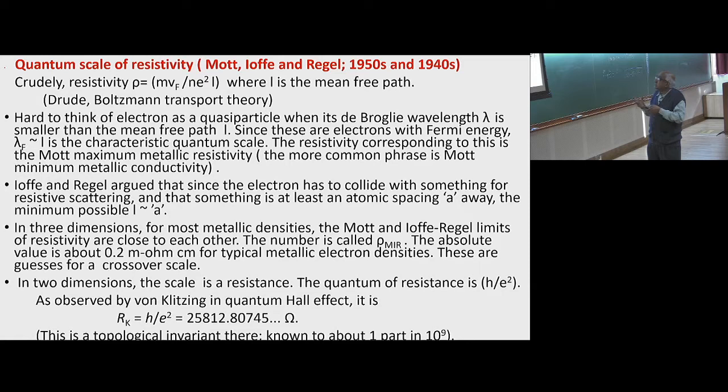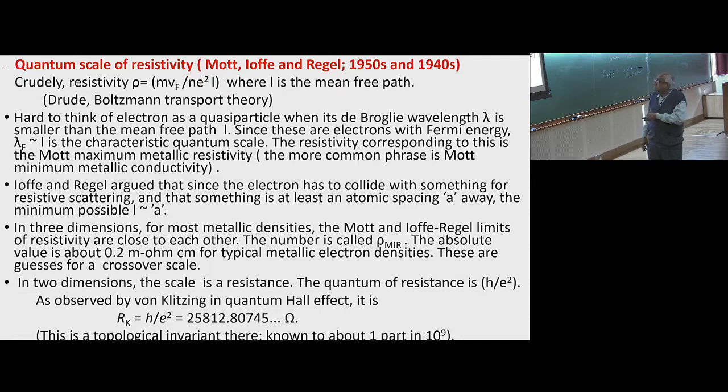That connection gives you a characteristic quantum scale, which was first noticed by Ioffe and Regel, who argued that the smallest value which the mean free path can take is something to do with the interatomic spacing in the material, because in order for the resistivity to arise, the electron has to collide with something, and that something is about a lattice spacing away. Then Mott independently thought of a different criterion, which is that the wavelength of this quantum mechanical particle, the electron, should be of the order of the mean free path. Because if the mean free path is shorter than that, it is very difficult to think of this electron as being a good wave, having a wavelength. So it's a general order of magnitude argument.